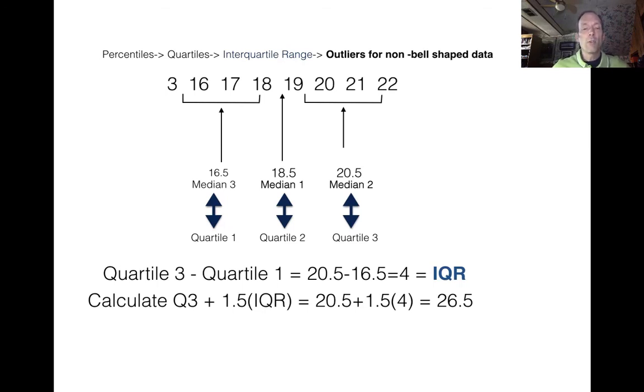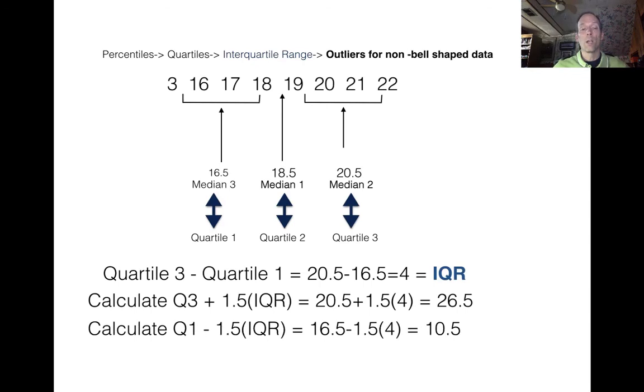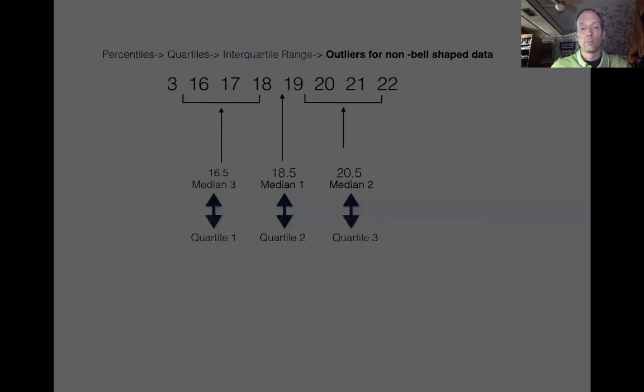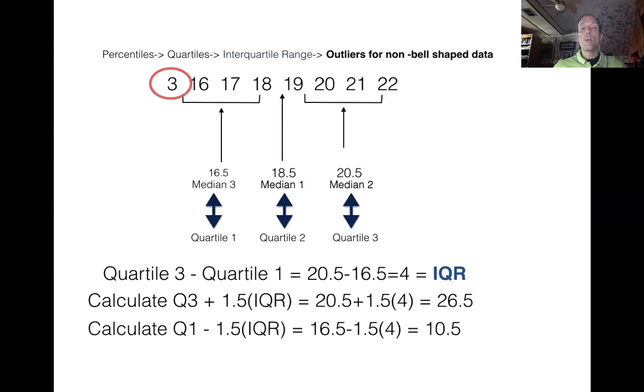So how do you check for outliers on the low side of the data set? What we're going to do is take quartile 1 and subtract 1.5 times the IQR. And that's going to give us 10.5. Okay, so now we go into the data set, and we're going to check and see, do we have any values 10.5 or less in our data set? And we do. We find a 3. So we're going to circle the 3, and this is how we'll be able to identify the outlier.